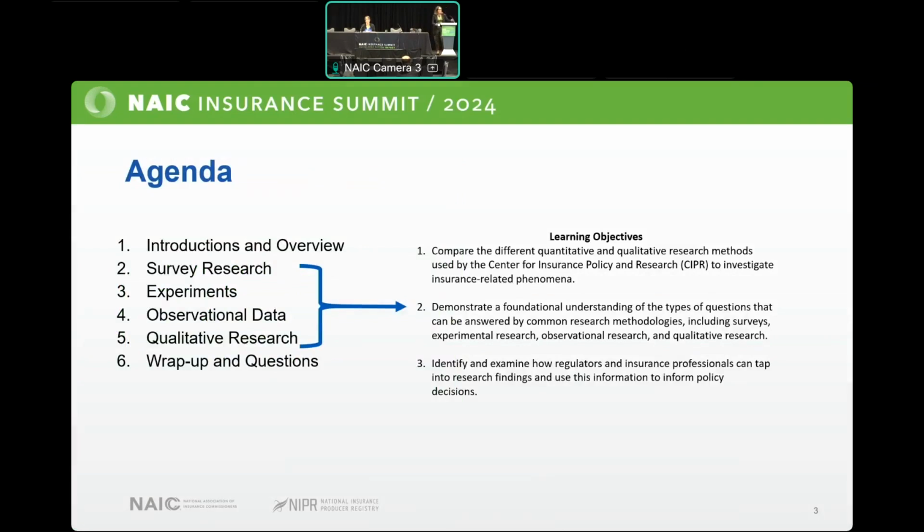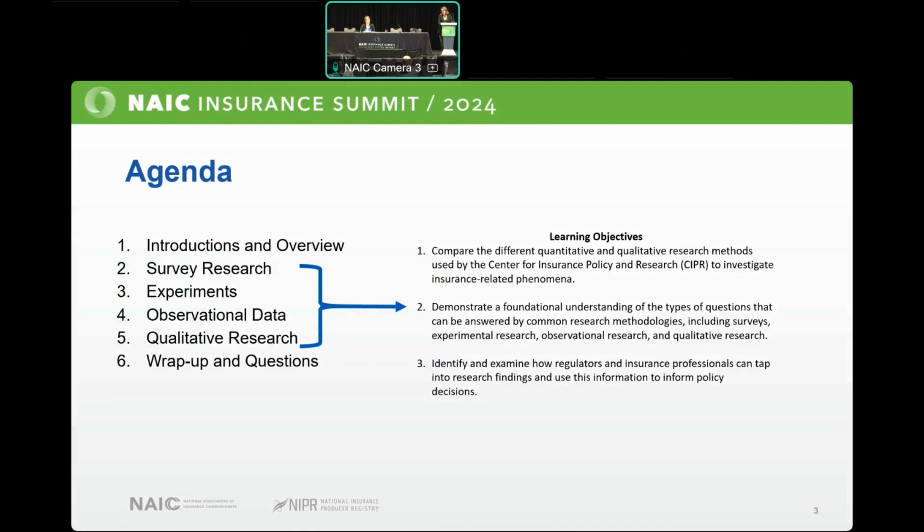So we're going to go through 4 different approaches to doing research. So I'll talk a little bit about survey research and experimental research, and then Gail will talk a little bit about observational data and qualitative research.